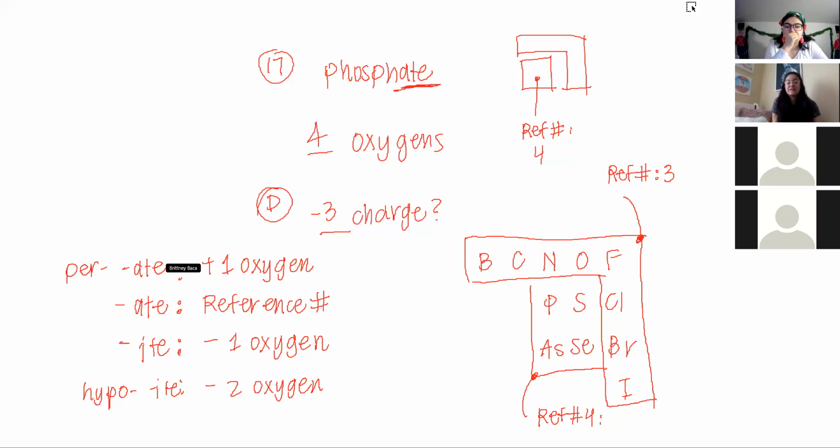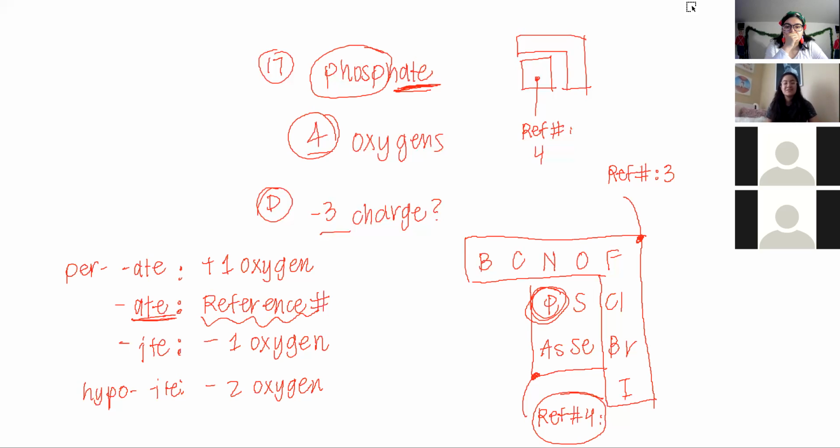So then again, you have to pretty much identify what part of the rule of 7 your element is in. So right here, we're working with phosphorus. So then it's inside the square. And since it ends in ate, we have to go ahead and use the reference number as our number of oxygens. So since we have reference number 4, we have 4 oxygens.